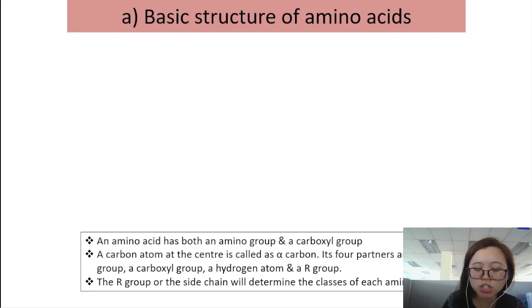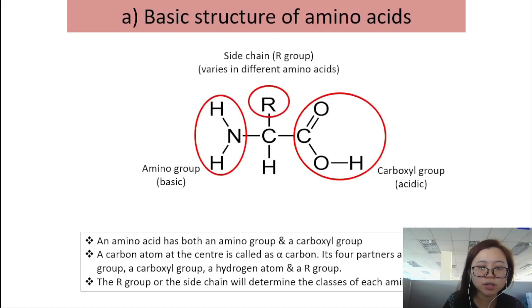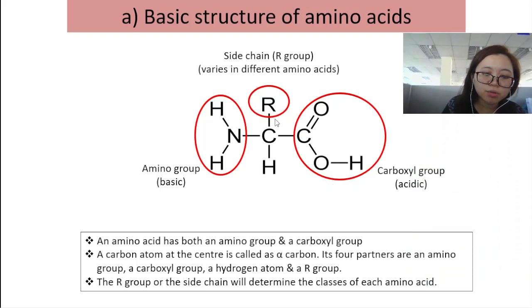Let's look at the structure of what is amino acid. So this is amino acid. Okay, so what you see on the left here circled, N single bond H, that is an amino group. It is basic property. The opposite side, C double bond O, single bond H, that is a carboxyl group. So this is acidic. What is in the middle here is a carbon atom, also called an alpha carbon. It is kind of the middle point where all these other groups will attach to.